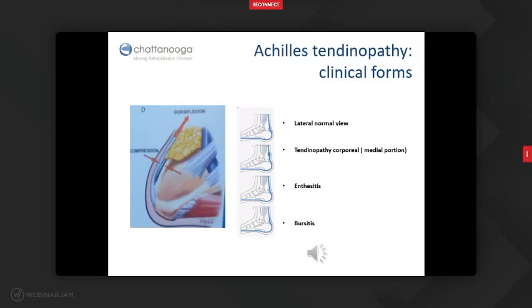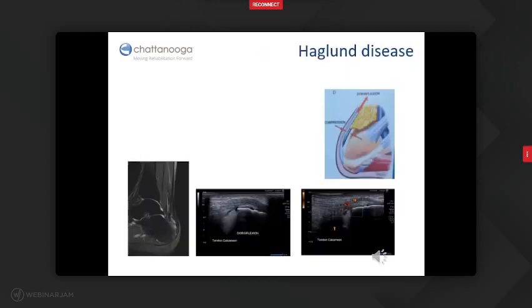Corporal tendinopathy with an oversized tendon, usually with edema and disorganized fibers. Enthesitis at the attachment of the tendon on the inferior aspect of the calcaneus. Bursitis superficial to the tendon, generally by friction with an aggressive shoe. Deep bursitis in some diseases called Haglund disease. In Haglund disease, the prominent posterior-superior aspect of the calcaneus is aggressive in dorsal flexion of the foot. The bone irritates the tendon and creates a deep bursitis and an inflammation of the deep side of the tendon.